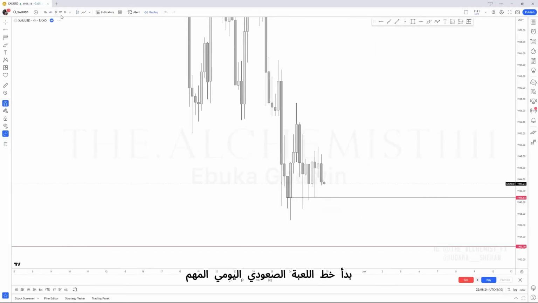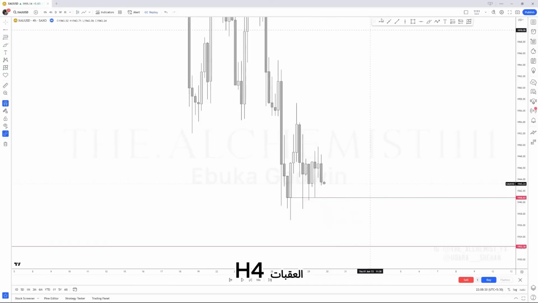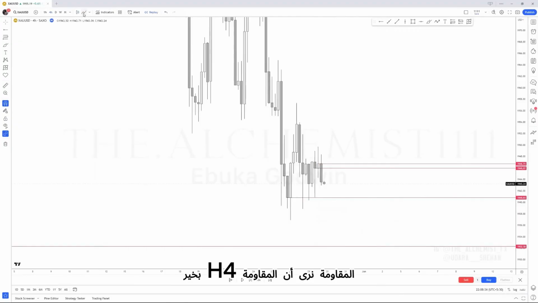So then what did the market do? Look at this. This is also important. Daily bullish storyline started, right? In a daily bullish storyline, who are your obstacles? H4 resistance. See that? H4 resistance. Now look what happened.